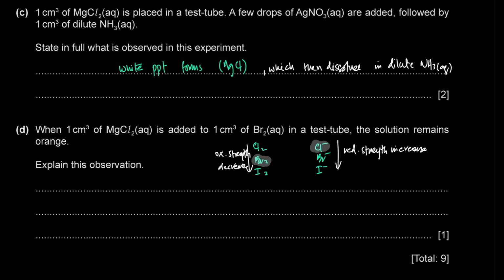So what we can say over here is that there's no reaction because bromine is a weaker oxidizing agent than chlorine and is unable to oxidize the chloride ions, Cl-.